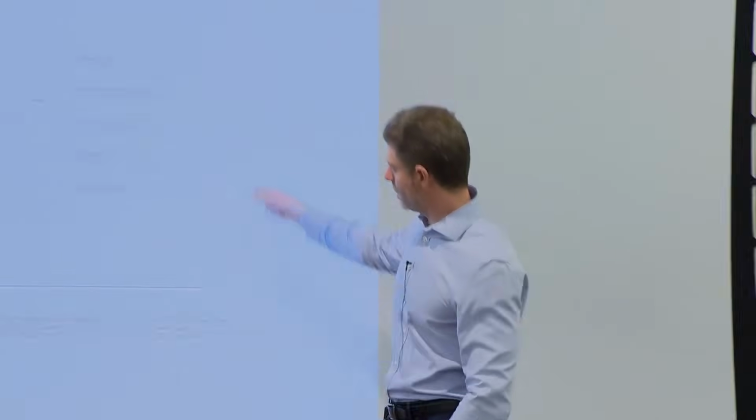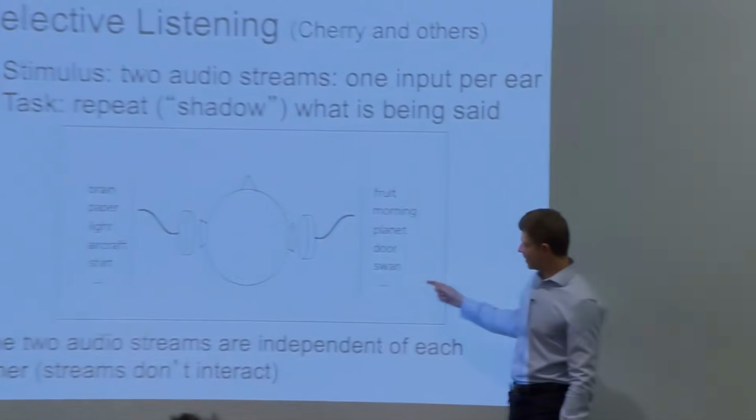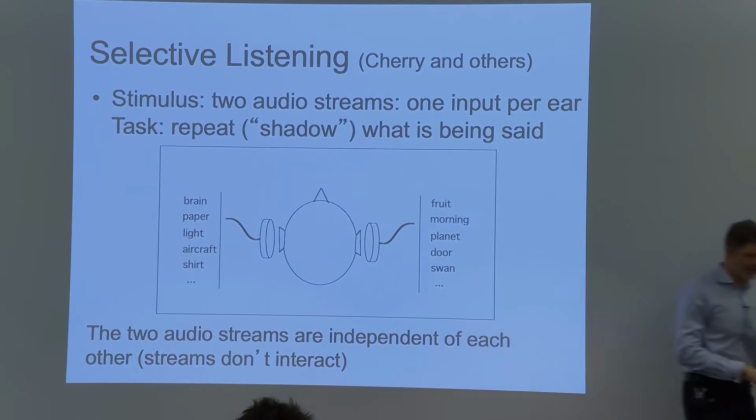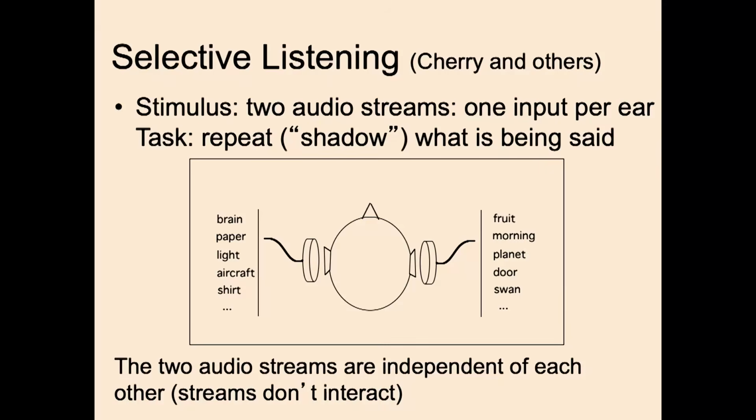And the two audio streams are independent of each other. So you might hear this, and if this is the ear you have to shadow, you have to say fruit, morning, planet, door, swan, for instance, right? And then there's all this stuff coming in the other ear. And the point is that this is a really hard task, right? It's so hard that you really have to focus your attention on the stream that you're supposed to be paying attention to.